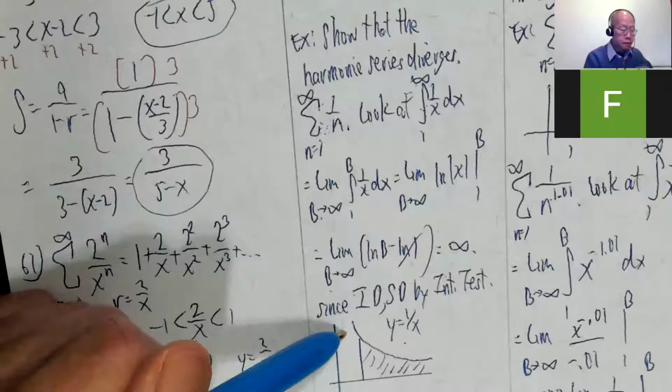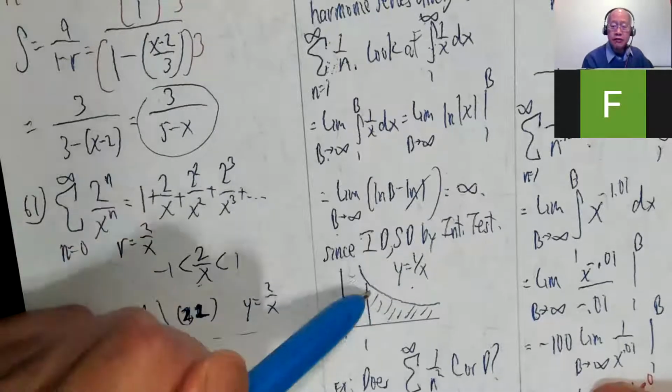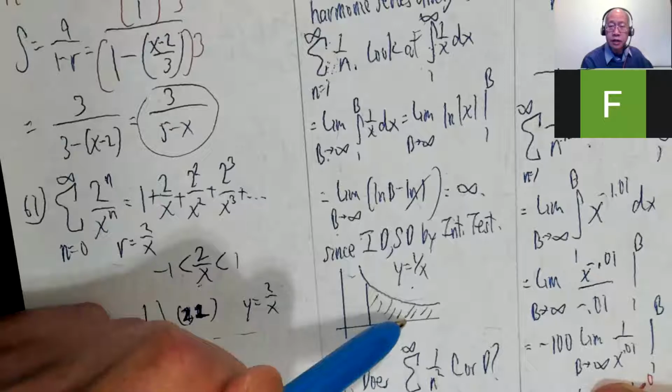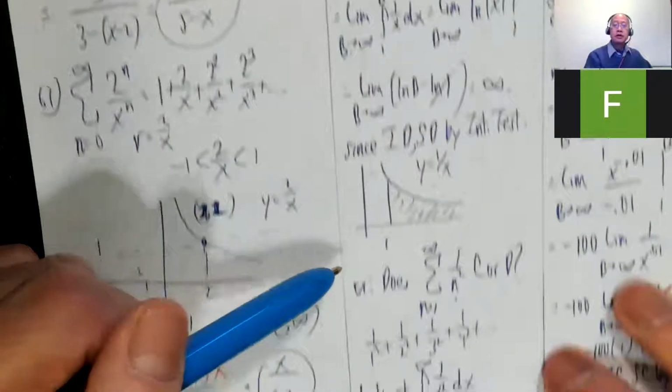So that's what we're saying. Believe it or not, you have an infinite amount of area under here, and that also means that this series diverges. Let's look at another one.